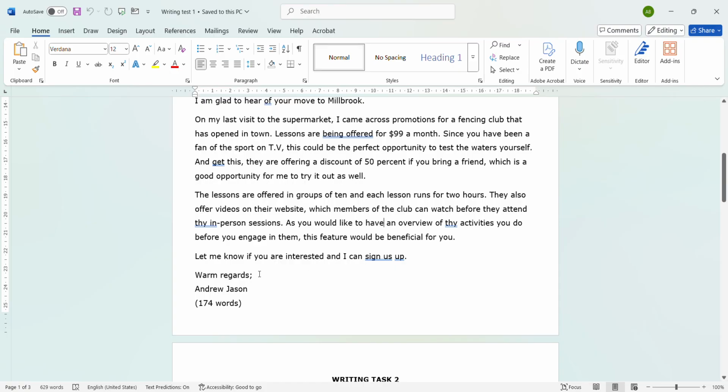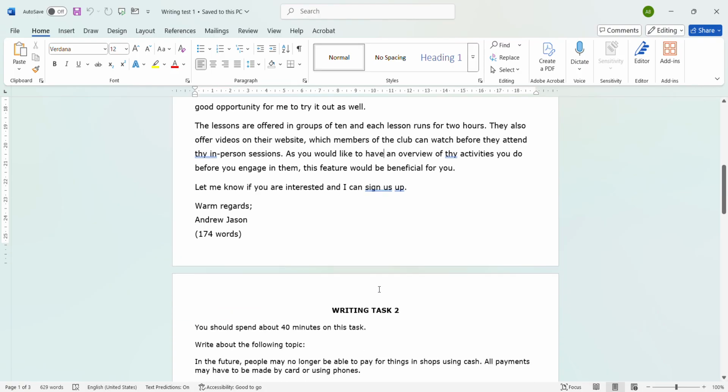And I end the letter with warm regards and a sign off. So since this is an informal letter, I can use warm regards or kind regards. If it was a semi-formal letter, which you would write to someone that you do not know too well, but not unfamiliar with, you can end with yours sincerely or yours faithfully. And in the case of a formal letter, in which case you do not know the recipient at all, you can use yours faithfully. And our letter has a word count of around 174 words.